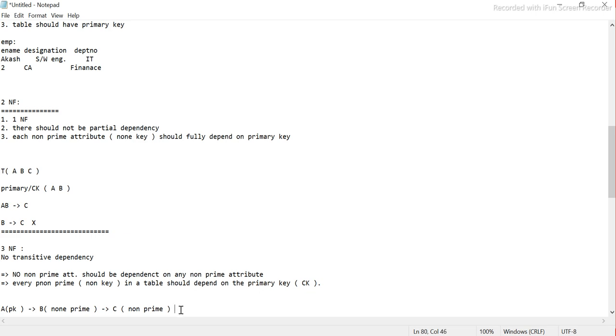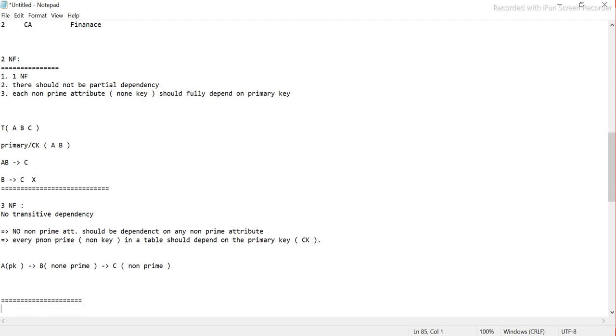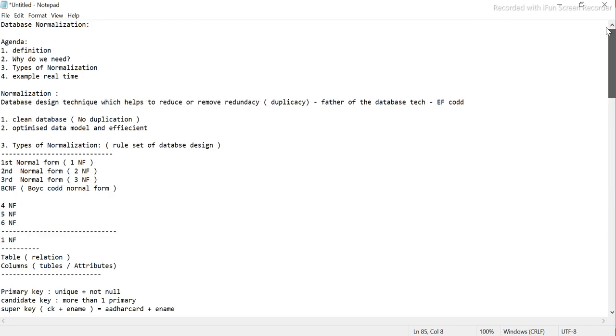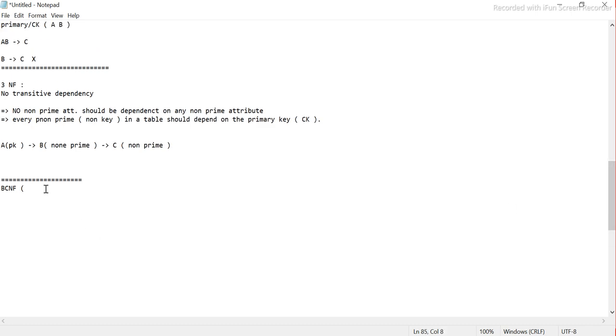Now, guys, the last one that we are talking about is BCNF. We'll talk about BCNF also. That is BCNF, Boyce-Codd Normal Form, as I explained in the beginning. If you look here, this is BCNF, not fourth normal form. BCNF is something in between third and fourth normal form, right? Some people call it 3.5 normal form, right?